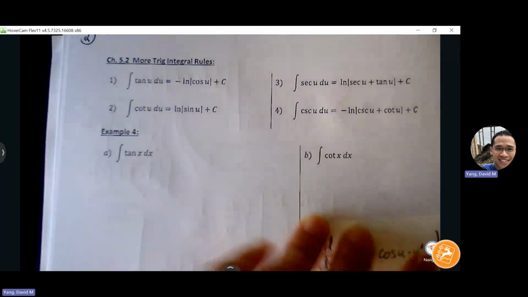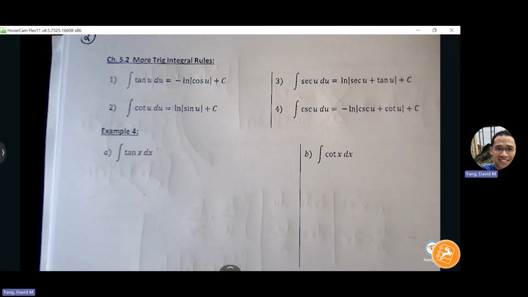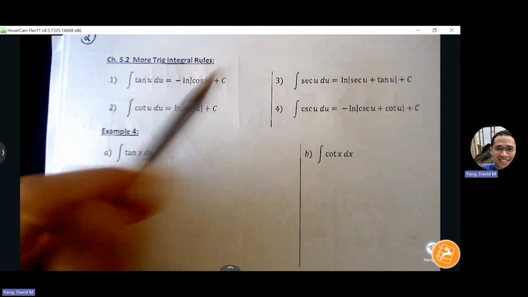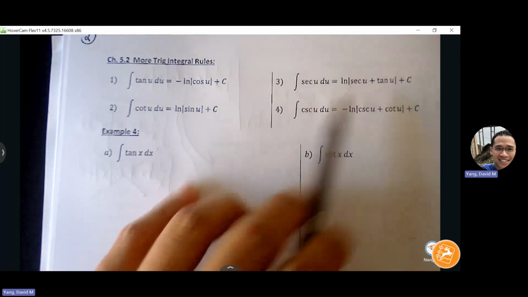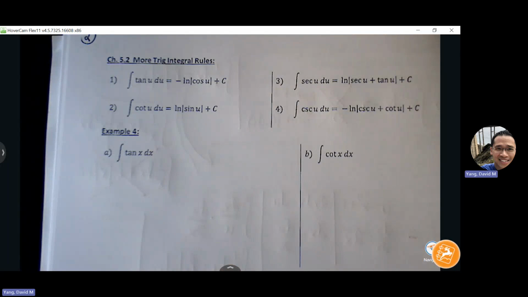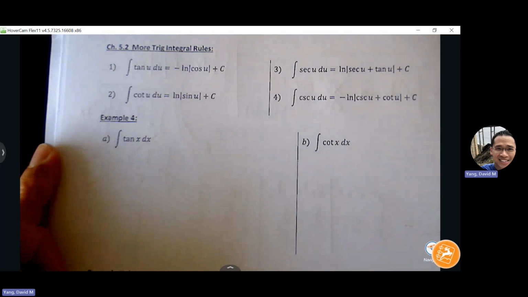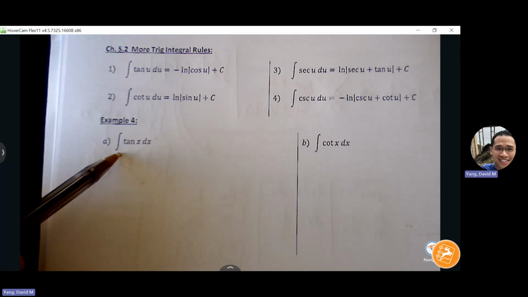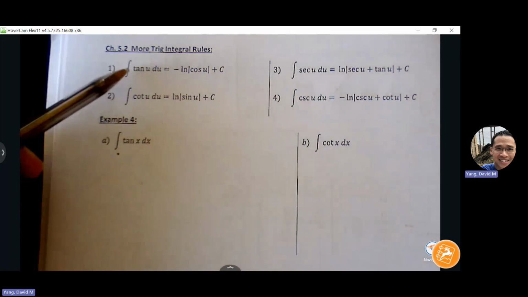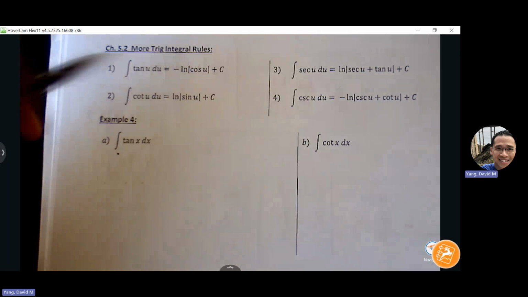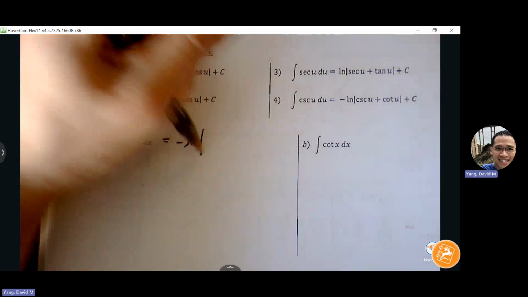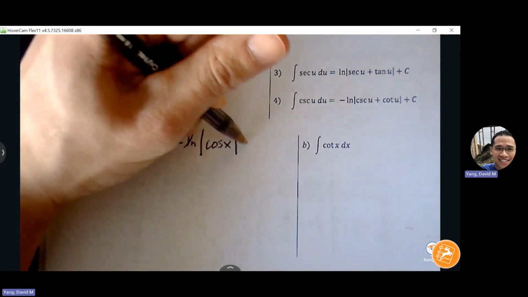And so these are additional ones that involve natural log. So tangent is negative natural log of cosine. Cotangent is natural log of sine. Secant is natural log of secant plus tangent. And cosecant is negative natural log of cosecant plus cotangent. So right now, I just want us to practice using them, and then we'll talk about memorizing them. So integral of tangent. There's no need for u substitution here. This matches perfectly with this rule here. So integral of tangent of x is just negative natural log absolute value of cosine of x plus c.